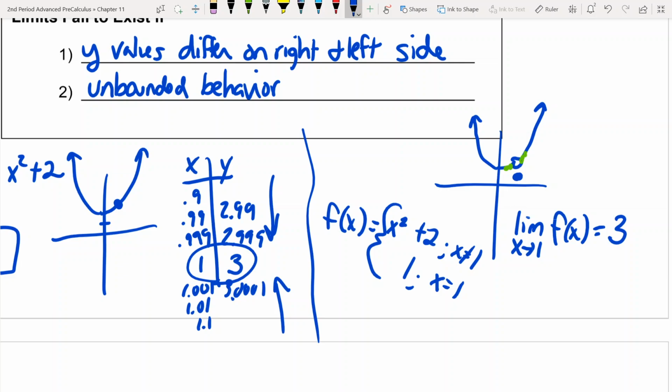The limit is what is happening as I get really, really close to 1. And as I get really, really close to 1, the answer is 3. Yes, at x equals 1, the answer is 3. But the idea of a limit is what's happening as you get really, really close to 1. And you can see that you're getting closer and closer to 3.